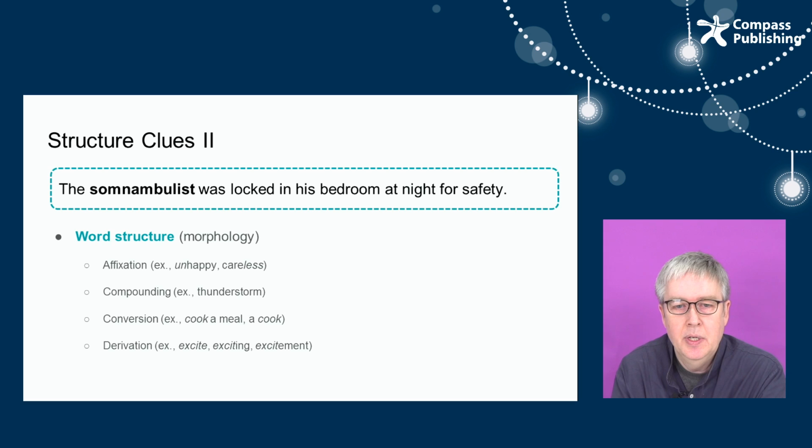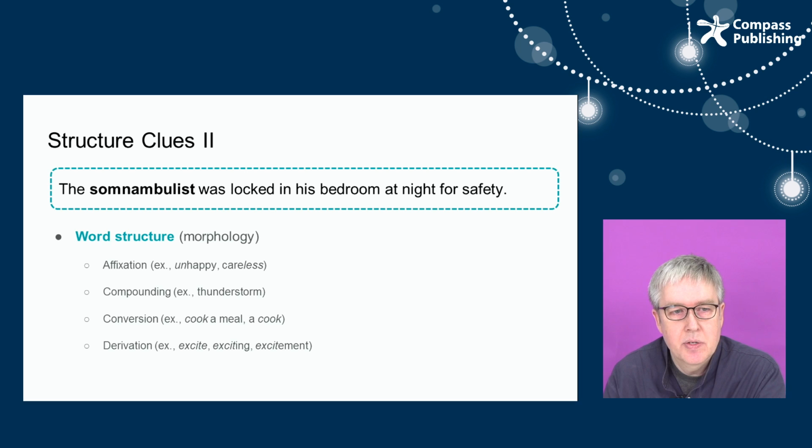So for example, to cook a meal and a cook. Cook a meal, maybe you know what that means. And a cook means a person who does that. Also, the derivations, so the different forms that a word takes. So we can use all of these things as structure clues.